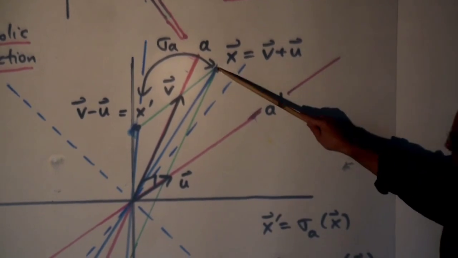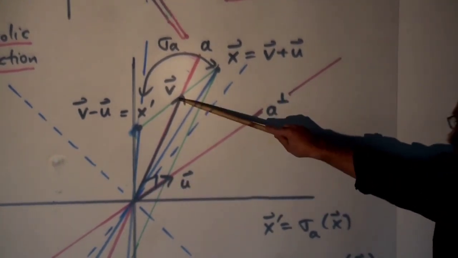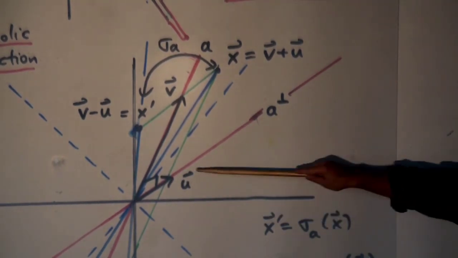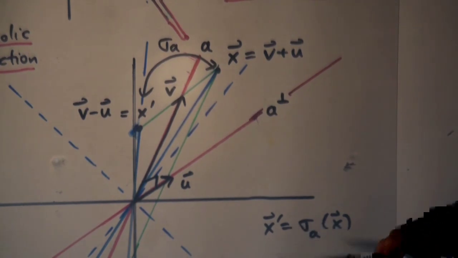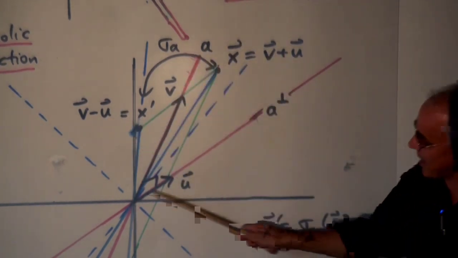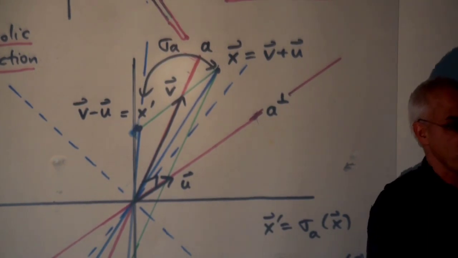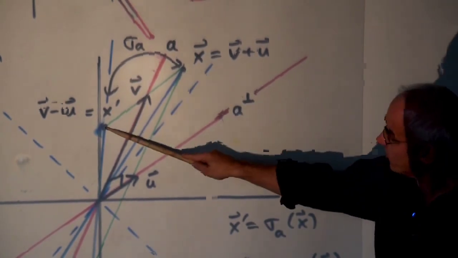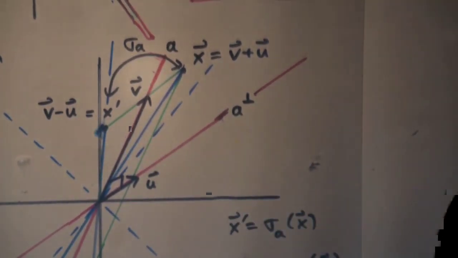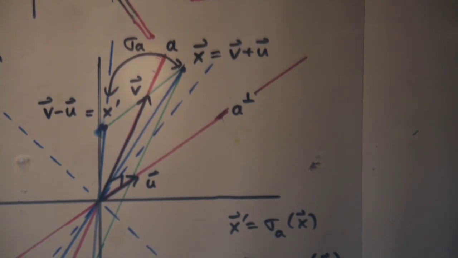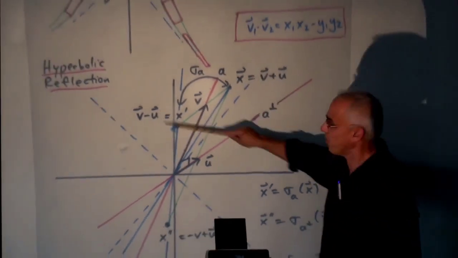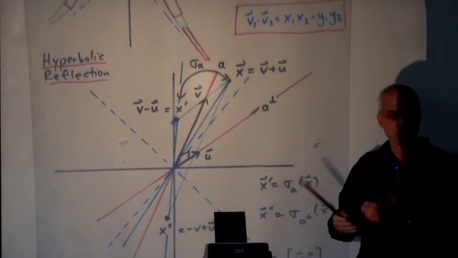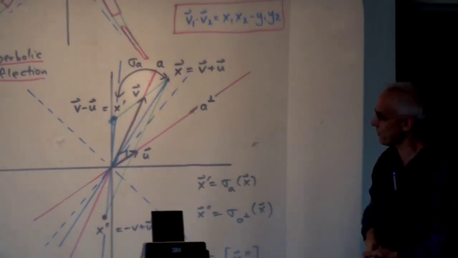To do that, we decompose x in terms of its coordinates. We have a component in the A direction and a component in the A perp direction. So once we've decomposed it into its components, then a reflection in this line simply means negating the perpendicular component. So this u component gets replaced with minus u, and the image of x is this point v minus u on this side. And it's not hard to see that that's still on the hyperbola that x was on, as it should be, because this is a reflection and it preserves the structure.